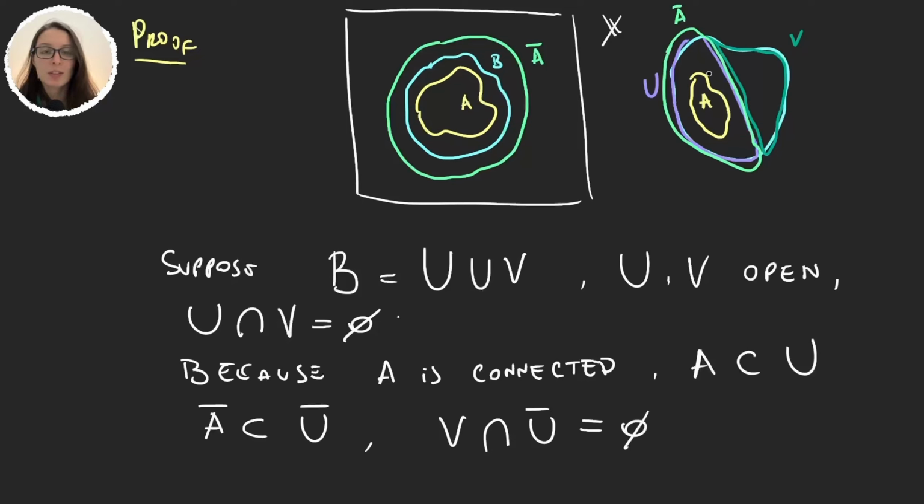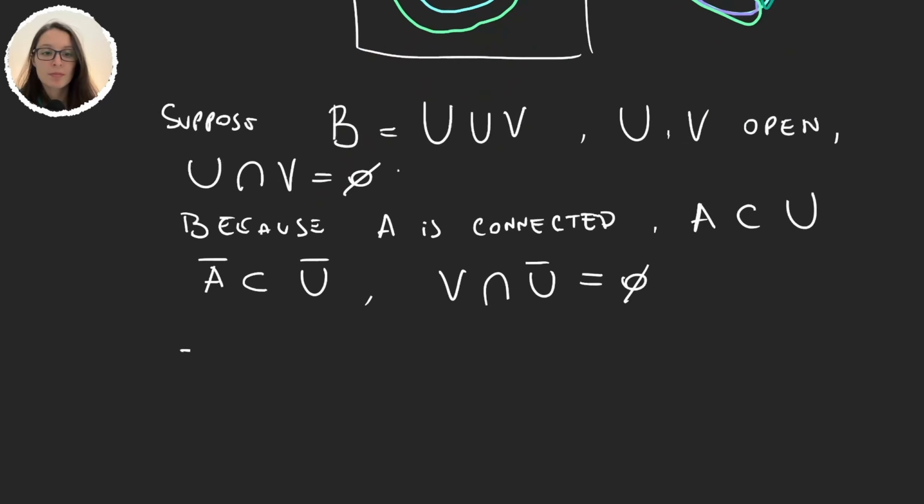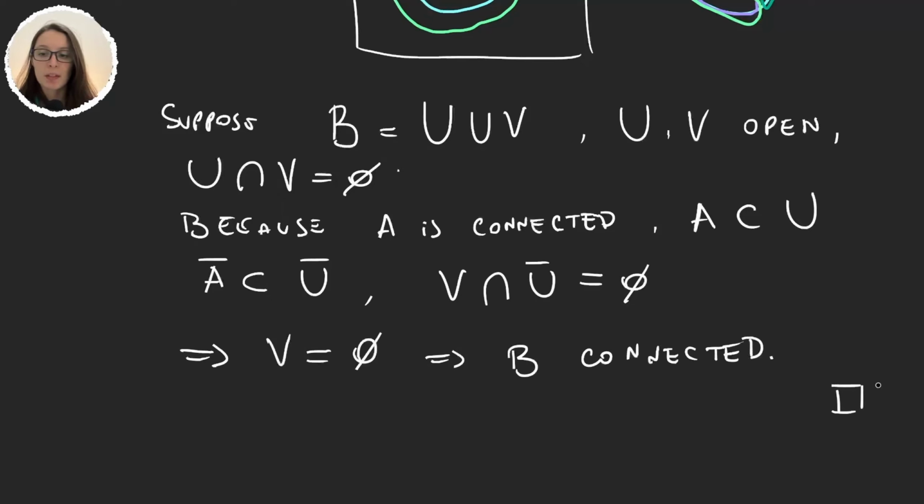So this leaves no other option than for B to also be here. And then V has to be the empty set. And so there was no separation in the first place. And this is exactly what we had to prove.